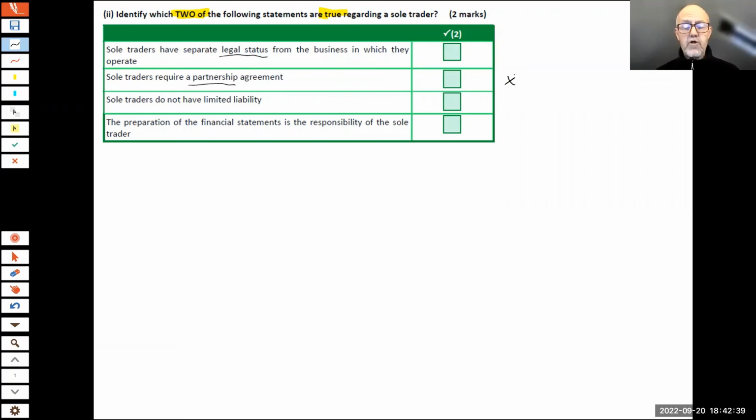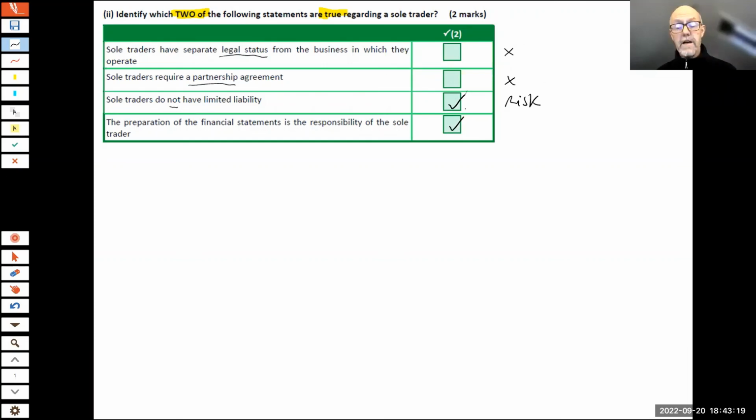A sole trader does not have limited liability. And finally, preparation of financial statements is the responsibility of the sole trader. Well, as we've said, the big risk for a sole trader is indeed that he has personal liability. So indeed, he does not have limited liability. We've said he doesn't need a partnership agreement. We scratched that. Does he have separate legal status? No, he doesn't. And indeed, he is responsible for everything in the business.